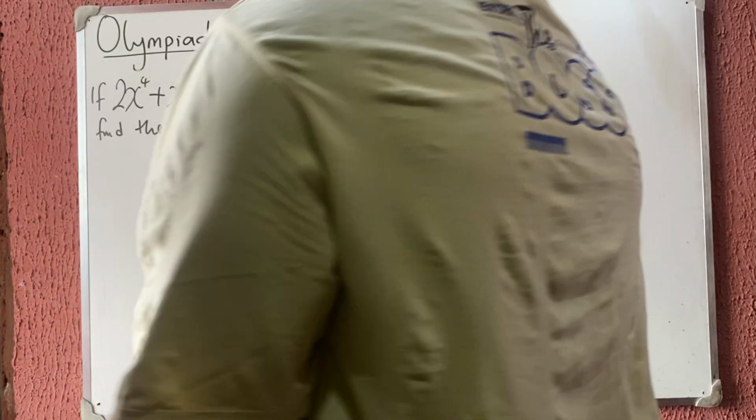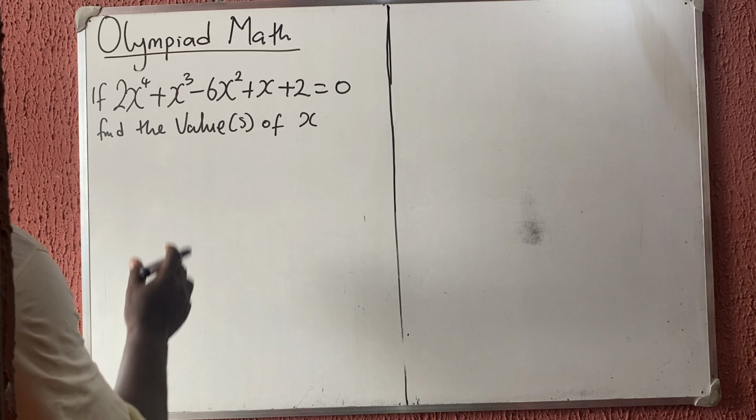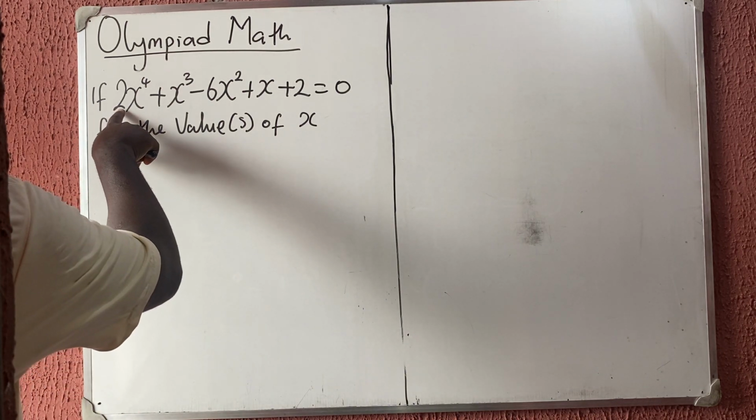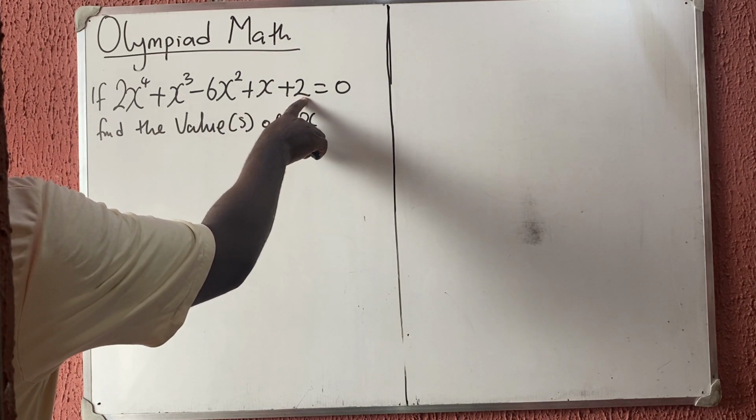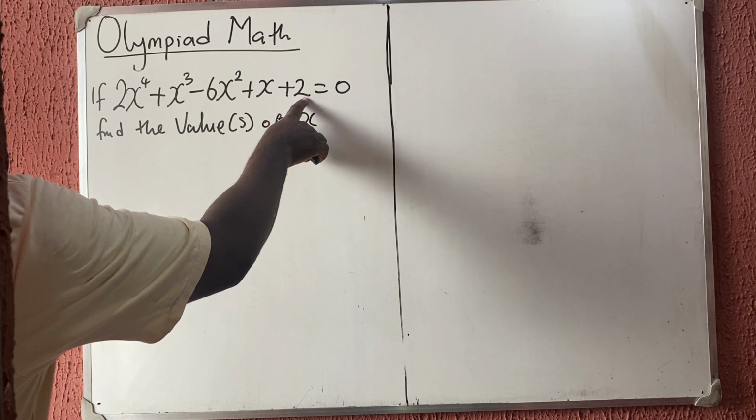All right, let us quickly solve an Olympiad polynomial problem. Now, whenever you are given this type of question, the first thing you check is if the coefficient of the first term, the highest degree, and the least degree is the same. The highest degree here is 4 and the coefficient here is 2 and this one is 2 as well.